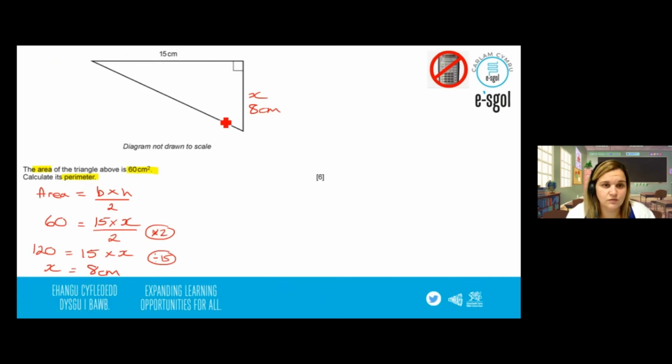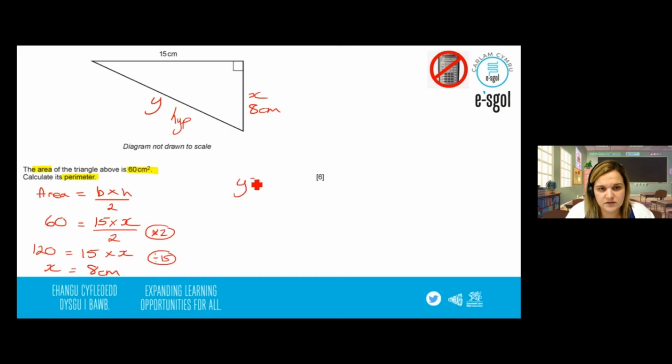Perimeter is the distance all the way around the outside. I haven't got enough information yet. There's still a side that is missing. So I'm now going to call this side y, and I'm going to work through that answer. So y is my hypotenuse. I'm going to write hyp now because I can see there's an h in my area and I don't want anyone to get confused with what it is.